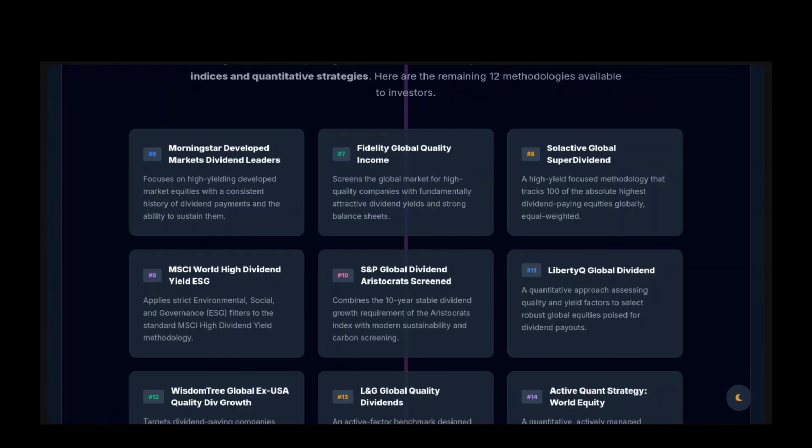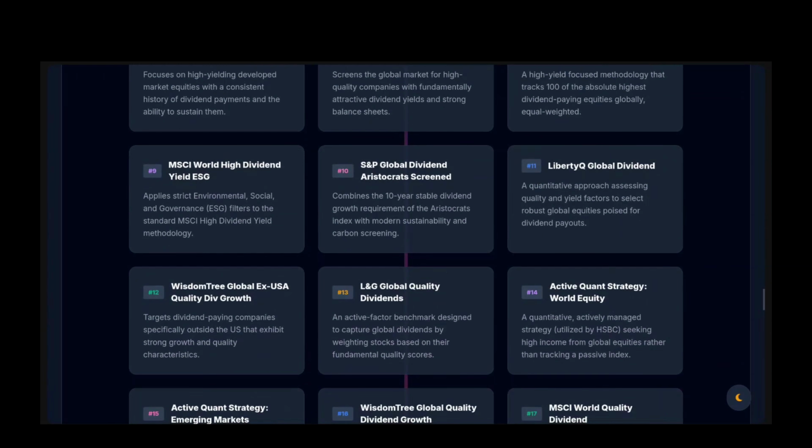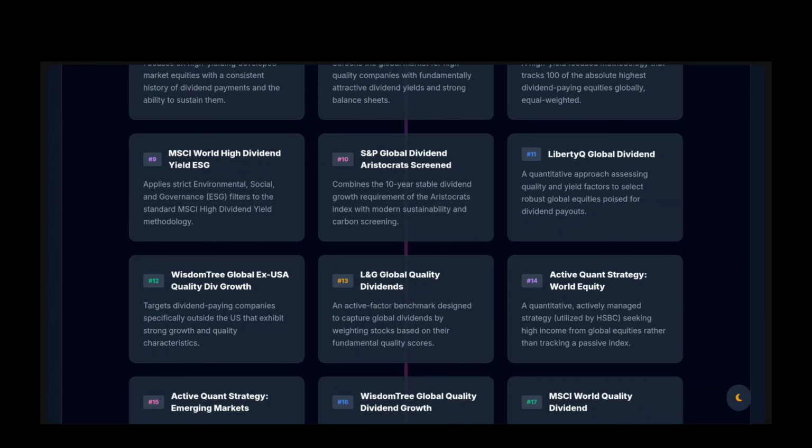Number 11, we have the Liberty Q Global Dividend, a quantitative approach assessing quality and yield factors to select robust global equities poised for dividend payments. Number 12, we have the Wisdom Tree Global X US, excluding USA, quality dividend growth. So this targets dividend paying companies specifically outside the US that exhibit strong growth and quality characteristics.